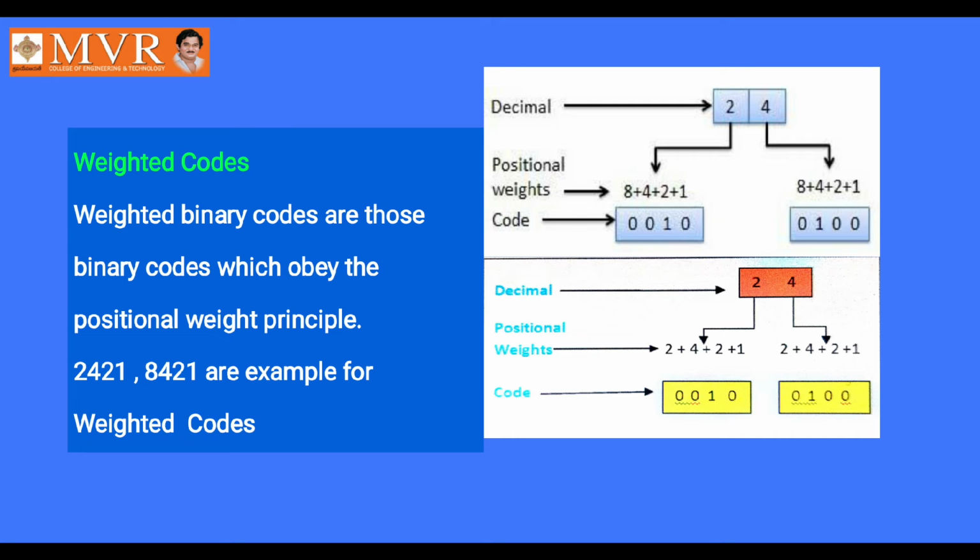See, in the diagram given here, how a decimal value can be converted into these weighted codes is shown. For example, I have taken 24 for both 8421 and 2421. In this diagram, decimal 24 contains two digits: one is 2 and the second one is 4. First you take the 2. The 2 will be represented in 8421 as 0010. How? I have given you a term here: positional weights.